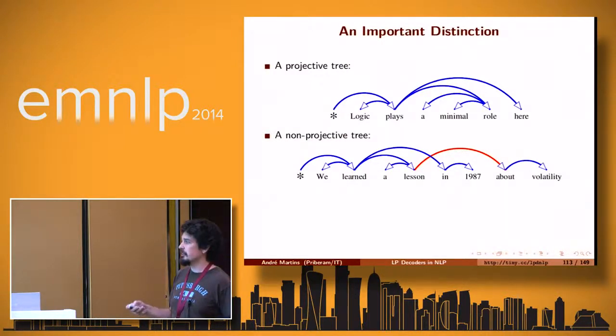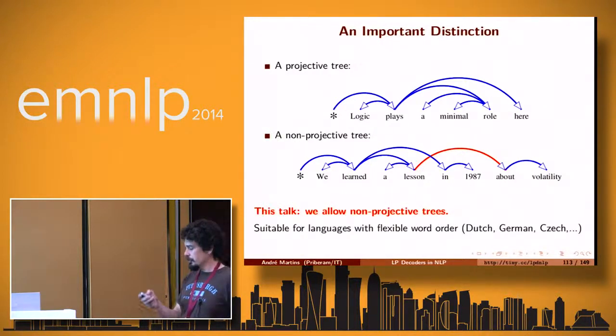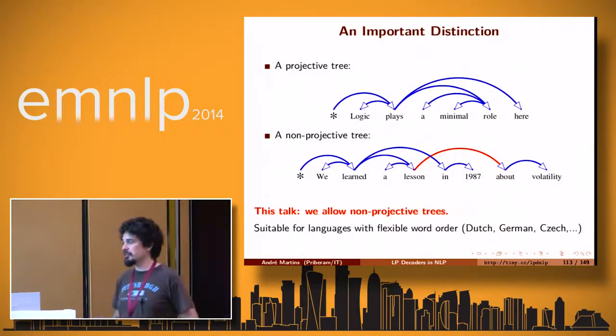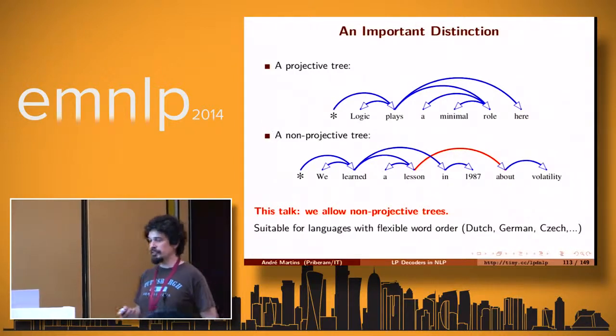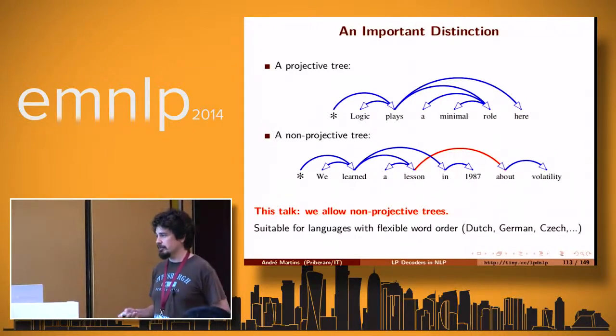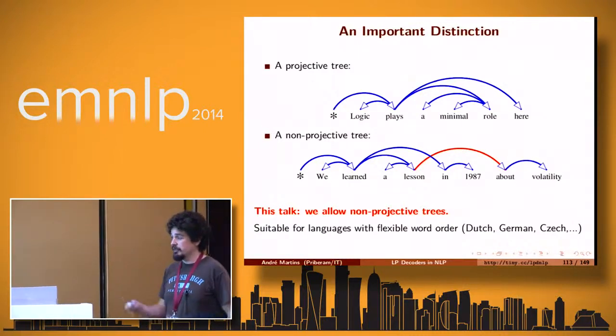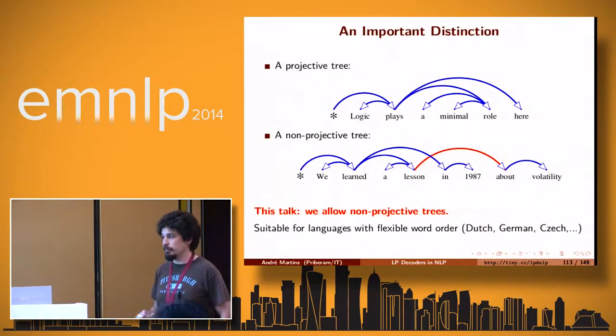This is an important distinction between projective versus non-projective parsing. In projective dependency parsing, all arcs are constrained to be nested to each other. In non-projective parsing, we allow non-projective trees where you can have arcs crossing other arcs. The reason why we should care about non-projective trees is that it's particularly suitable for languages that have a flexible word order. It's also useful even for English, where the word order is quite rigid.